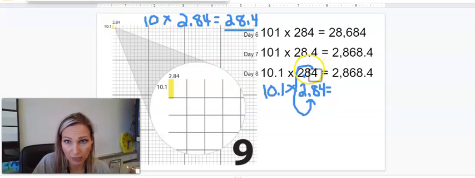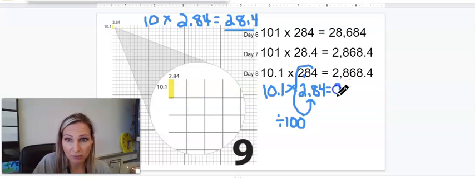We want the decimal to be right in between the 2 and the 8. So in order to do that, I had to move 2 place values to the right. So if I'm moving 2 place values to the right, I need to divide by 100, right? So remember what we did before. If I'm changing one of our factors, if I'm dividing by 100, I need to do that same thing to our product. I need to divide it by 100.